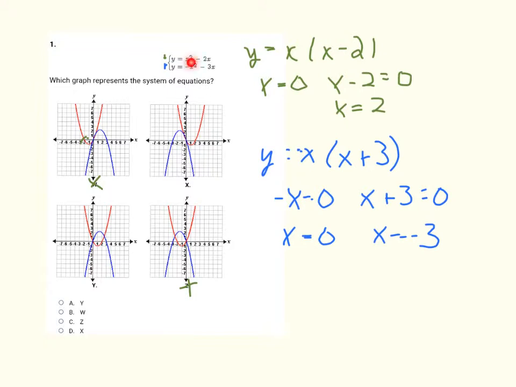And because this was a negative x squared, that means it's going to be a frown. It's going to be an upside down U. So I need my blue upside down U in these answer choices to cross at 0 and -3. So here, X, it crosses at 0 and -3, so it's most likely going to be my answer. Let's just double check Y. It crosses at 0 and +3, so it can't be Y. So that means it is X, and my final answer is D.